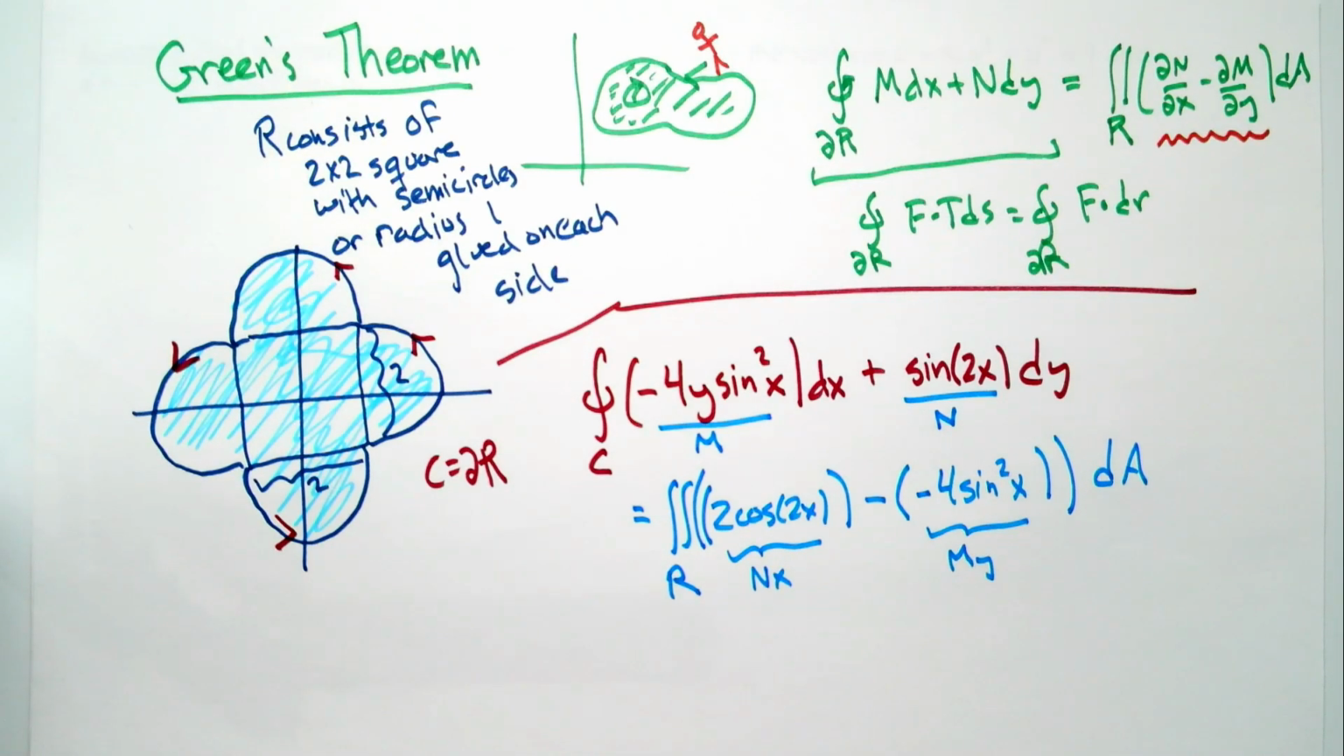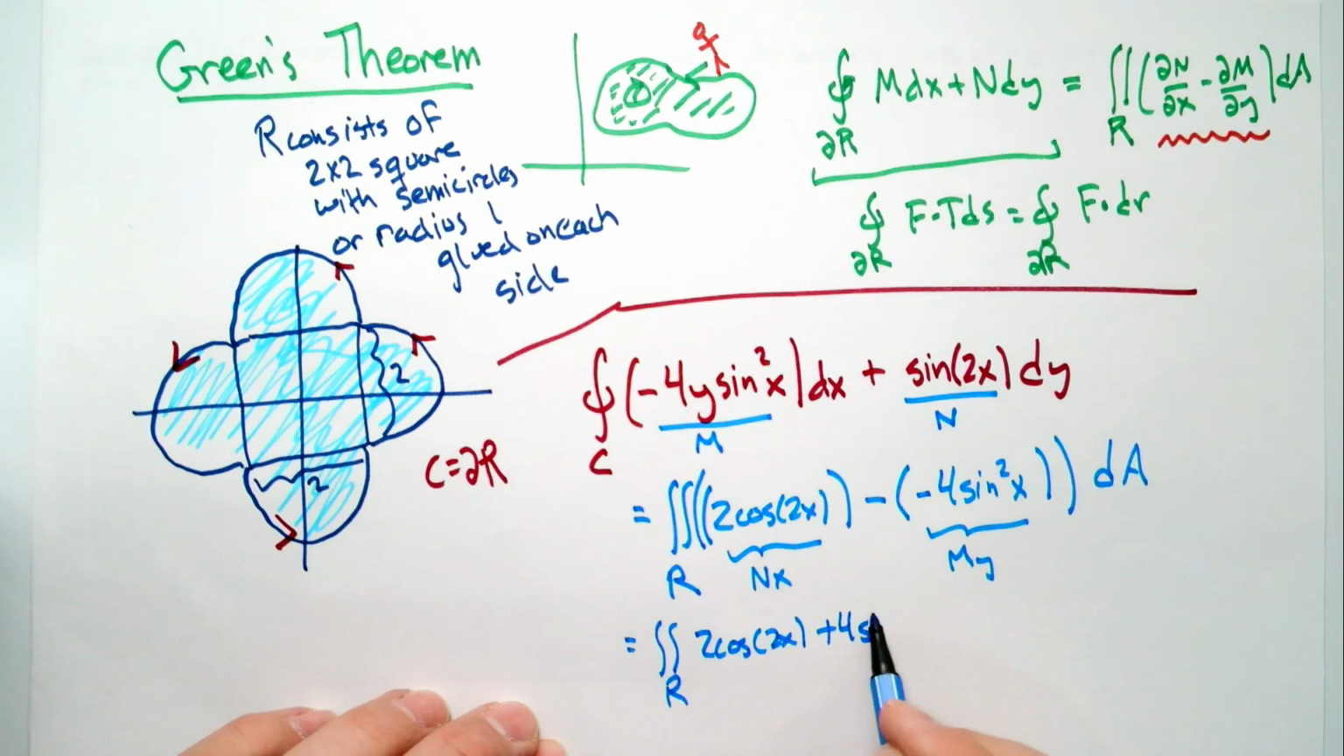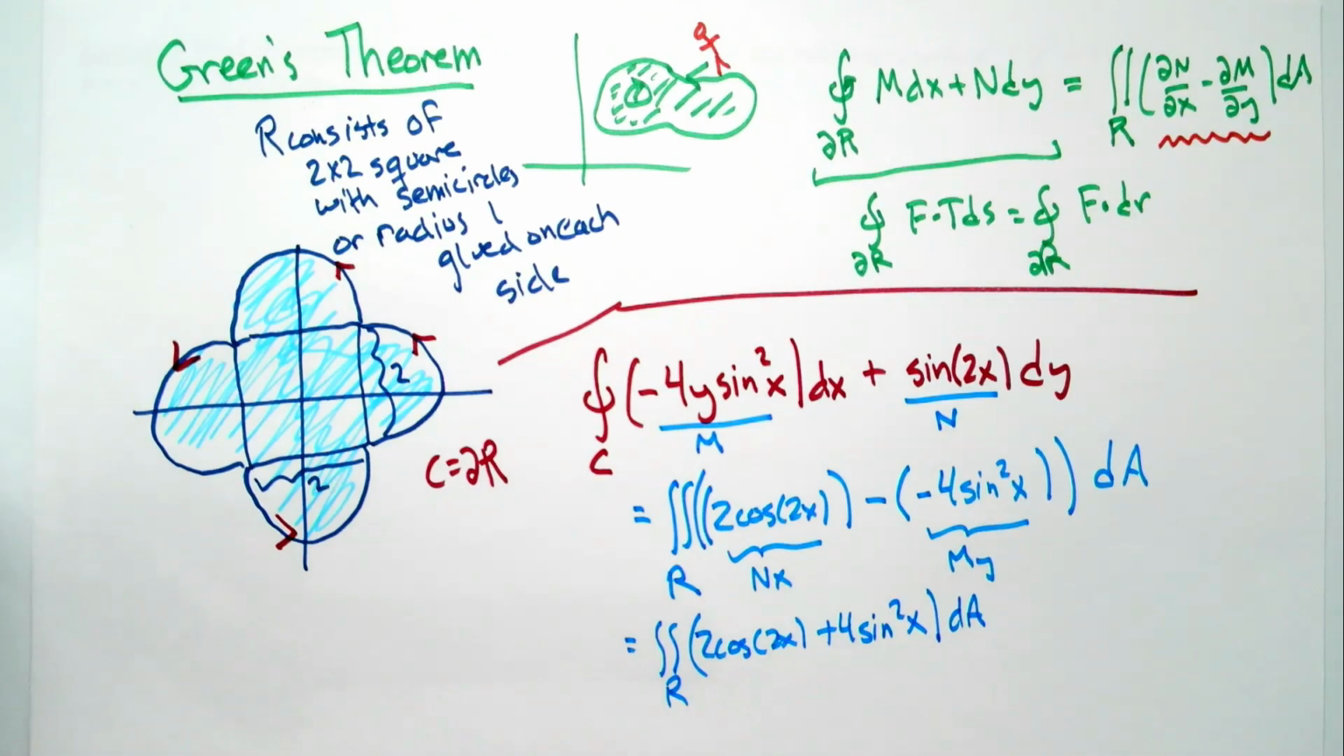But how do you do this integral? The integral over the region of 2 cosine 2x plus 4 sine squared x. Is this integral something that we can actually do? Well, suppose this was on a test, because I could imagine something like this being on a test, and we said, actually find it. How would you go about doing this integral? There's a suggestion from the back.